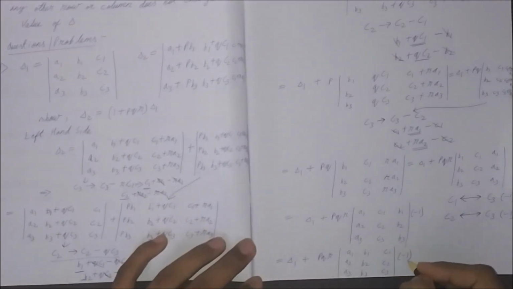So the -1 is already there. For this also we need to multiply by -1. So -1 will become a positive number. So we get delta 1 plus PQR into delta 1. Now delta 1 we can take it outside, so we can write 1 plus PQR into delta 1, that is the determinant, and this is the right hand side, and hence proved.